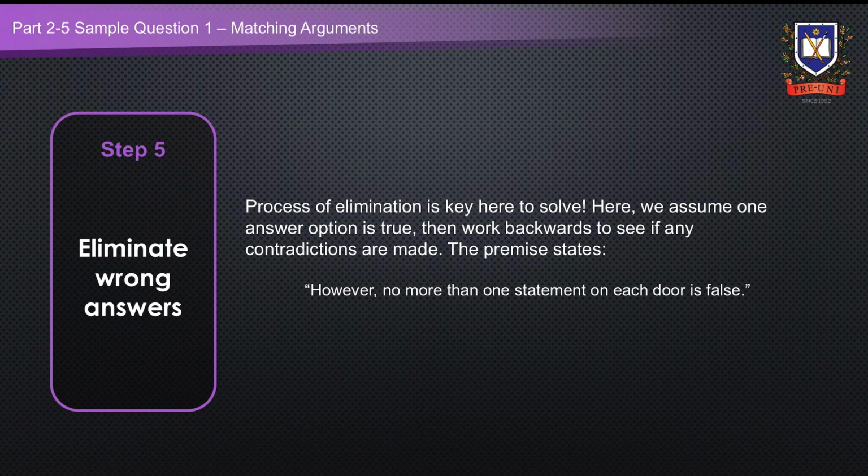The premise states that, however, no more than one statement on each door is false. Therefore, if we work from the answer options to assume one statement is true, we can then work backwards to find out whether the argument matches or if it presents inconsistencies.